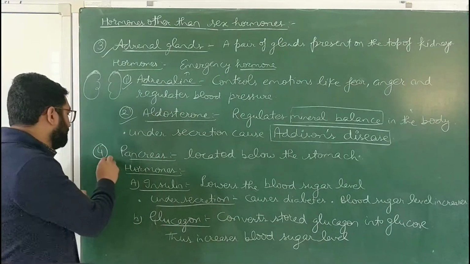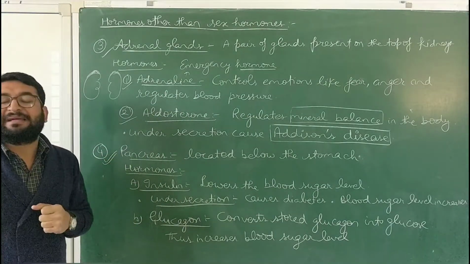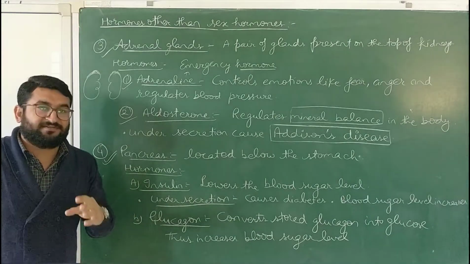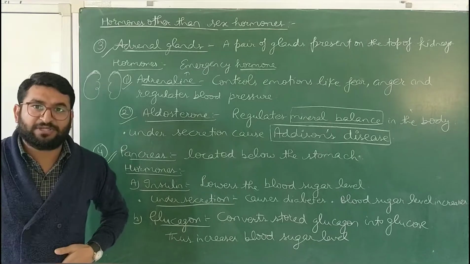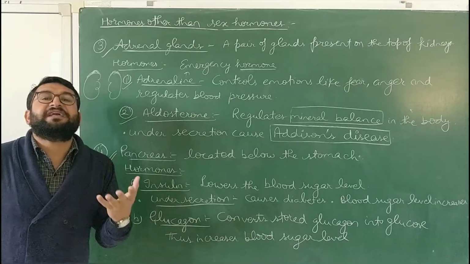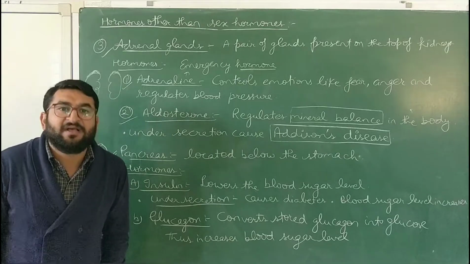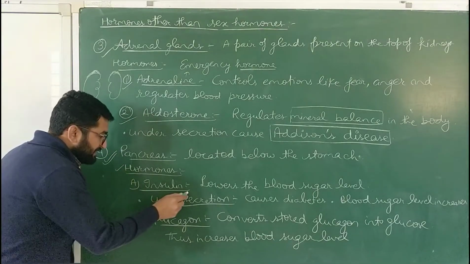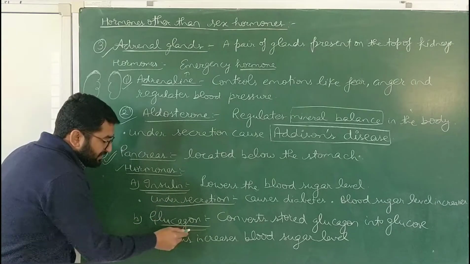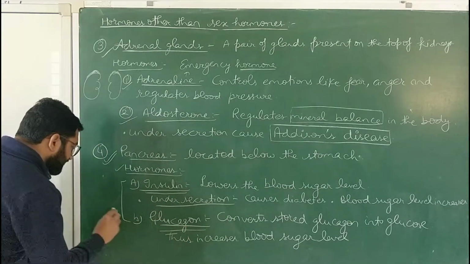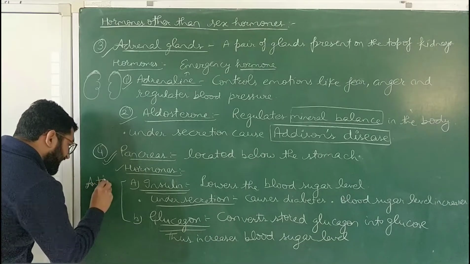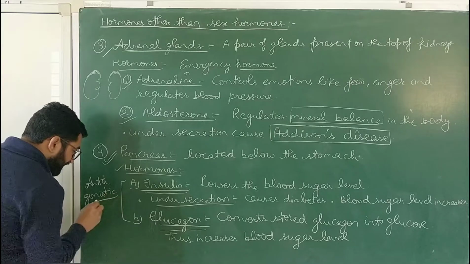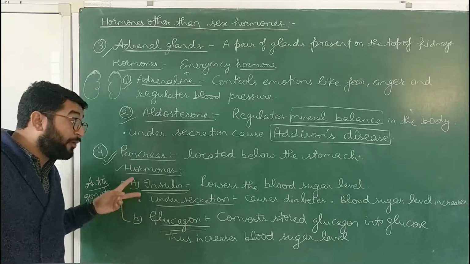The next is pancreas. Pancreas is a leaf-like gland present below the stomach. स्टमक के लेफ्ट साइड पर स्टमक होता है, बच्चे स्टमक के नीचे एक लीफ लाइक ग्लैंड प्रेजेंट है, दैट इज नोन एज pancreas. Pancreas secretes two hormones, one is insulin and the other one is glucagon. These two hormones are antagonistic to each other. What do you mean by antagonistic? They are exact opposite to each other.